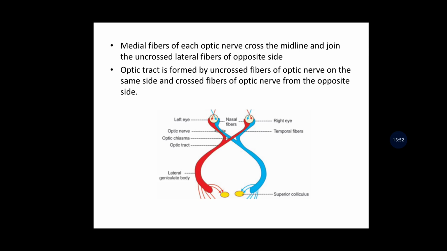Now the medial fibers of each optic nerve will cross the midline. Medial fibers means the nasal fibers, and they will cross and join the uncrossed lateral fibers of the opposite side.